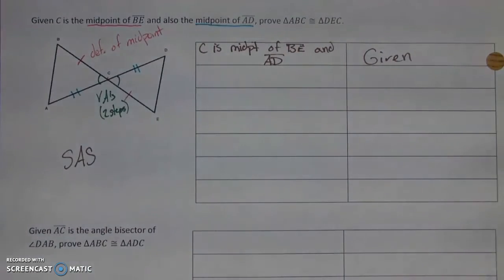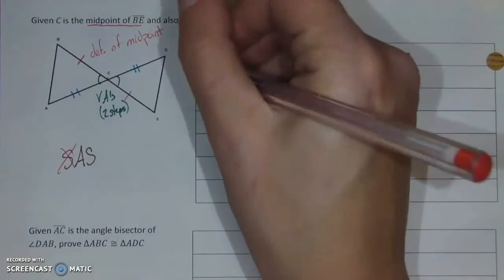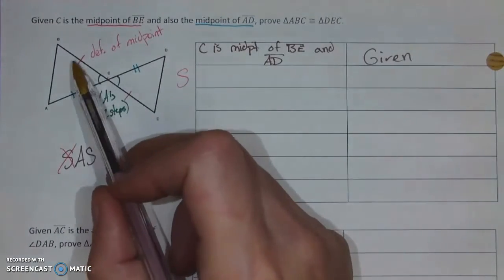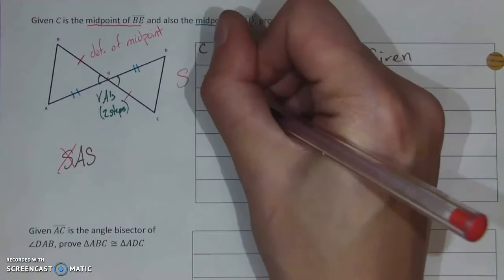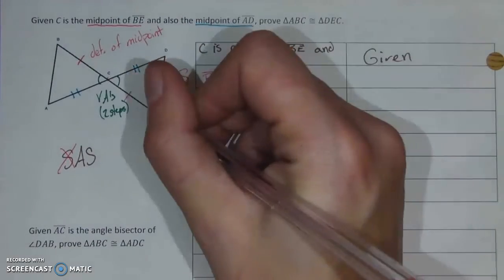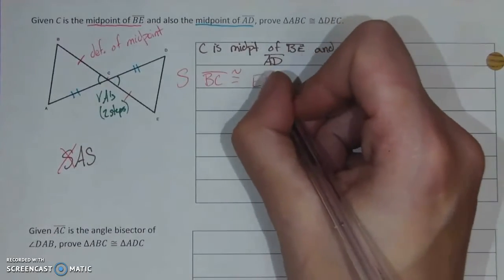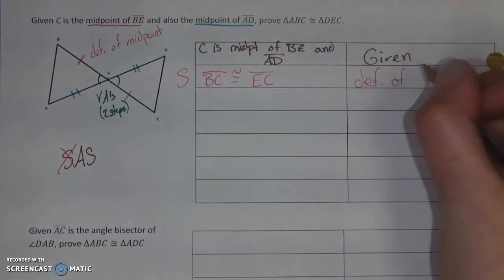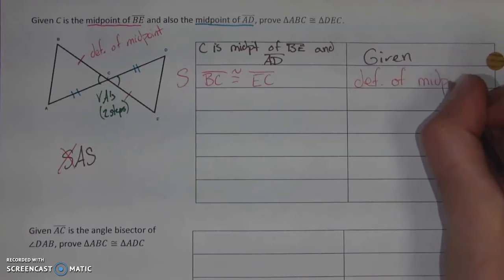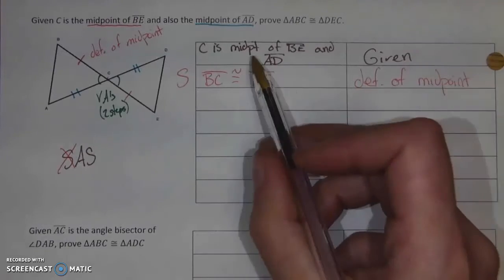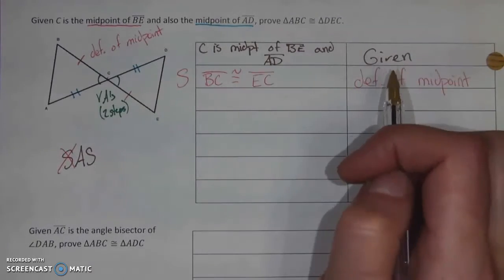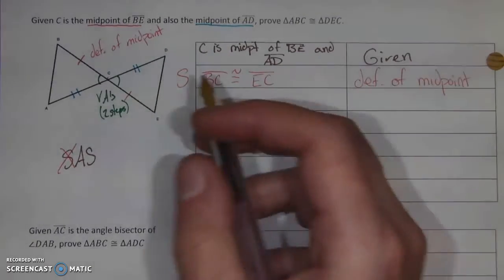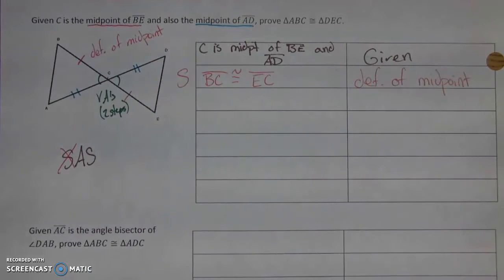So I'm going to start by proving the side is congruent to another side. So here I knew that BC is congruent to EC. And I knew that because of the definition of midpoint. And since I've said that they are a midpoint, I know I can use definition of midpoint on my table. And so I've taken care of the first side.